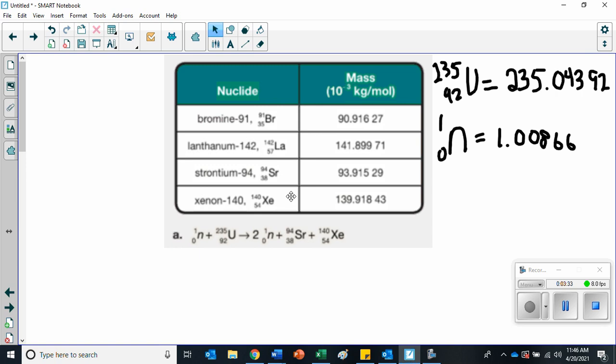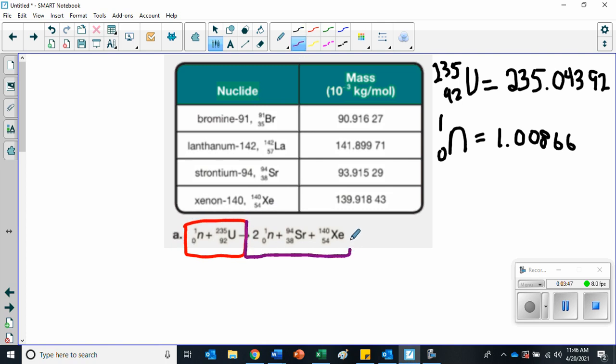Here, we have to first figure out the change in mass. So we need to figure out the total mass on the product side. And then we need to figure out the total mass on the reactant side. Sorry, I flipped that. We need to find red for reactants. That's why I grabbed red.